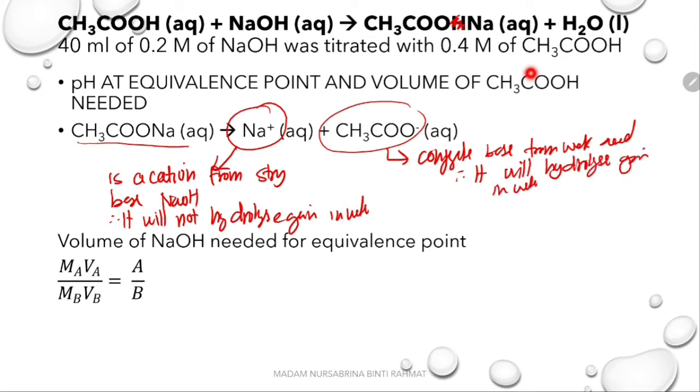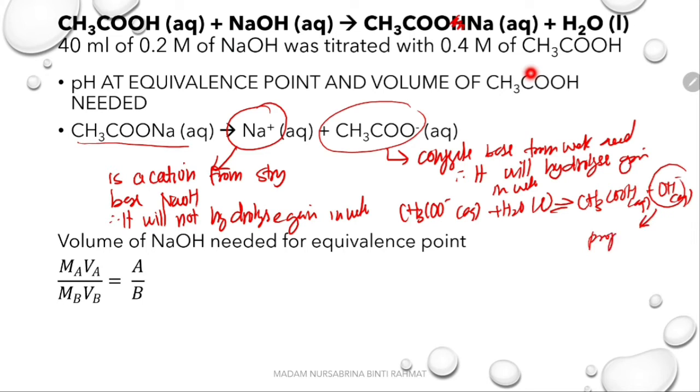Okay, so you're going to write down the hydrolysis equation. CH3COO negative plus water, and throughout the reaction we're going to produce hydroxide ion, which is the property of a base. Therefore, pH is more than 7. Okay, so how much is needed to reach the equivalence point? You're going to use this formula.